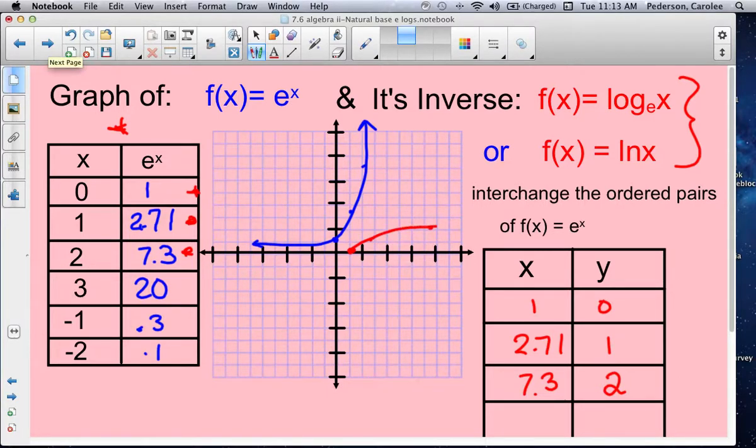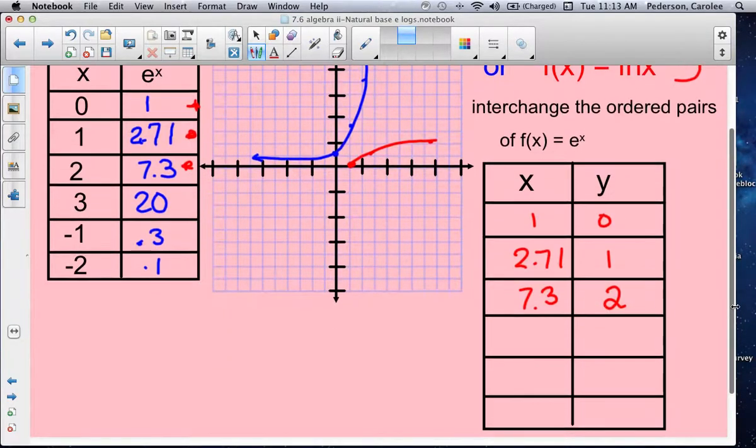Now if we graph these 2 and interchange them, we get 0.3, negative 1, and 0.1, negative 2. So over just a very small amount, down 1, and then over even a smaller amount, down 2. And here's what the graph will look like.